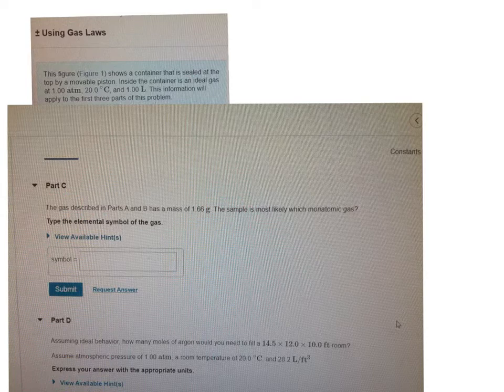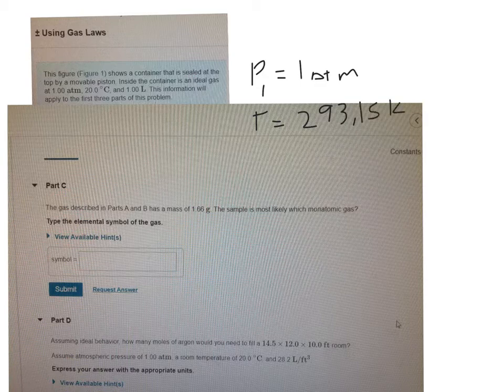Part C, the gas described in part A and B has a mass of 1.6. The sample is most likely what monatomic gas? So, we've got a pressure of 1 atm in part A, a temperature of 293.15 Kelvin, and a volume of 1 liter. And we're needing to know the number of moles if we're to figure out what gas it is.